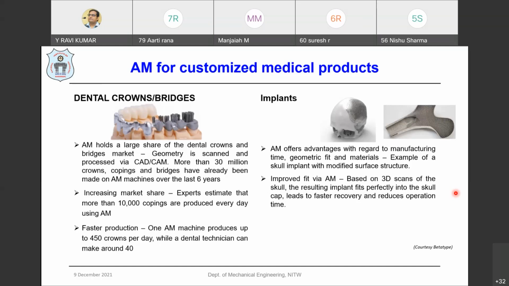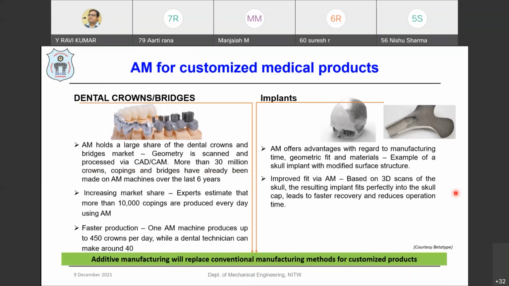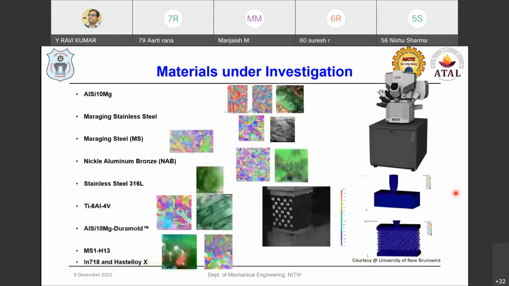Because whenever we talk about biomedical applications, we need highly porous materials, because bone is a highly porous structure, and that porous structure varies from position to position. The density varies from the center to the outside. That is where medical components made with the AM process are required. This is the major requirement for the metal AM process. And additive manufacturing is going to replace conventional manufacturing methods for customized products or customized parts.